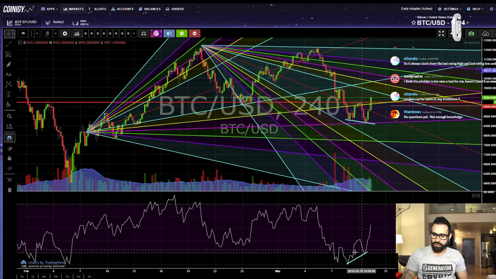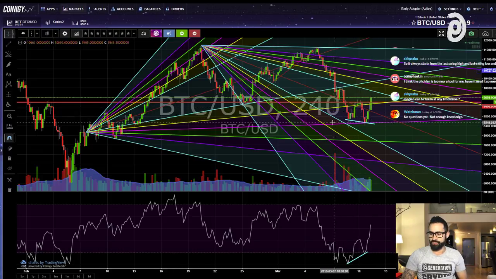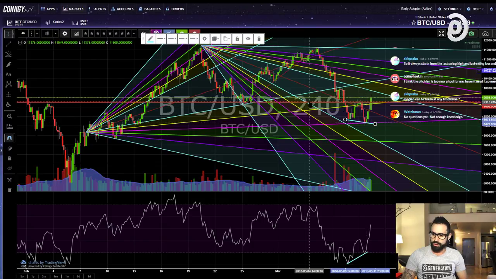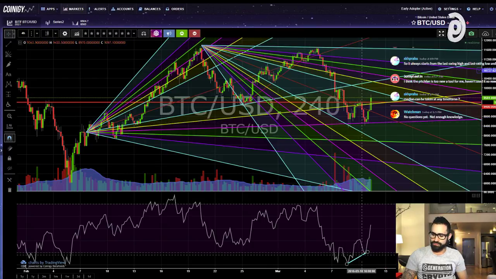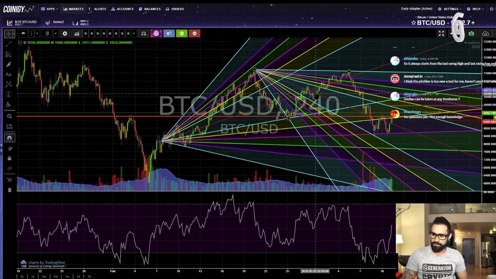Now, had this divergence not been there, BTC would have gotten essentially weaker and broke down a little further. But this would have been a really good re-entry point or a point to go leverage long based on these fib channels.